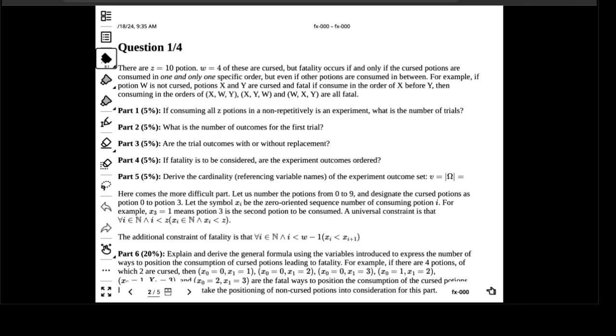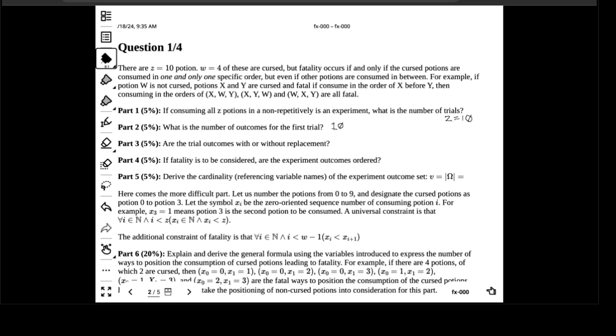If consuming all Z potions in a non-repetitive way is an experiment, what is the number of trials? There are altogether 10 potions, so Z, which is also 10, is the answer to this part. Part 2, what is the number of outcomes for the first trial? There are 10 potions altogether, so there are 10 outcomes.